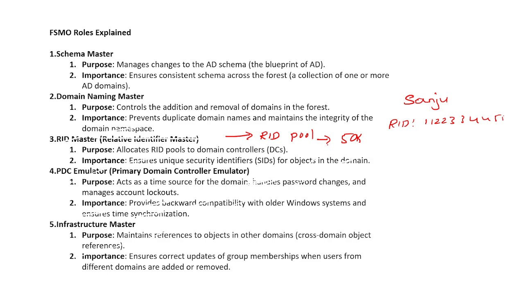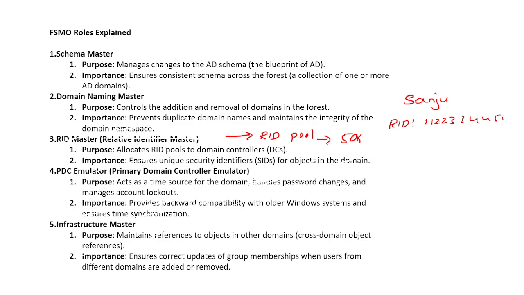So when you are creating any kind of object, the RID master should be there, because it ensures enough RID pools are available. And that RID is also called the SID. SID is nothing but a security identifier. Active Directory identifies any object using the SIDs only. That is why the RID master is important.